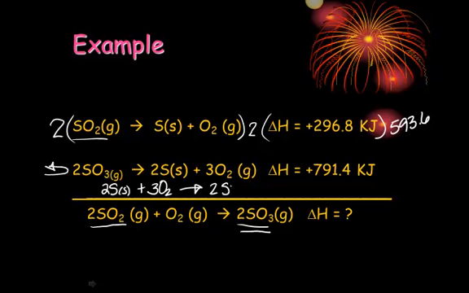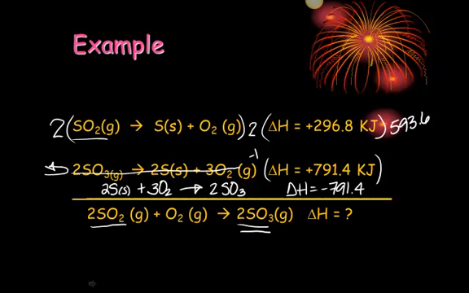Now when you do that, since you reverse the reaction, the sign of the delta H has to be reversed because the delta H for a reaction is equal in magnitude but opposite in sign to the reverse reaction. So that second delta H becomes negative 791.4. And then all we have to do is add those 2 delta H's together, assuming that the reaction's complete.